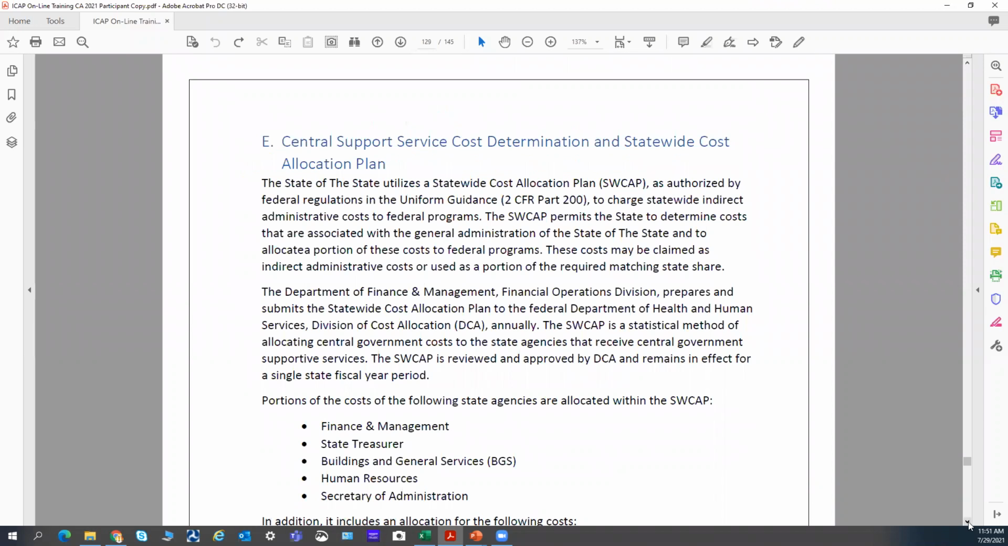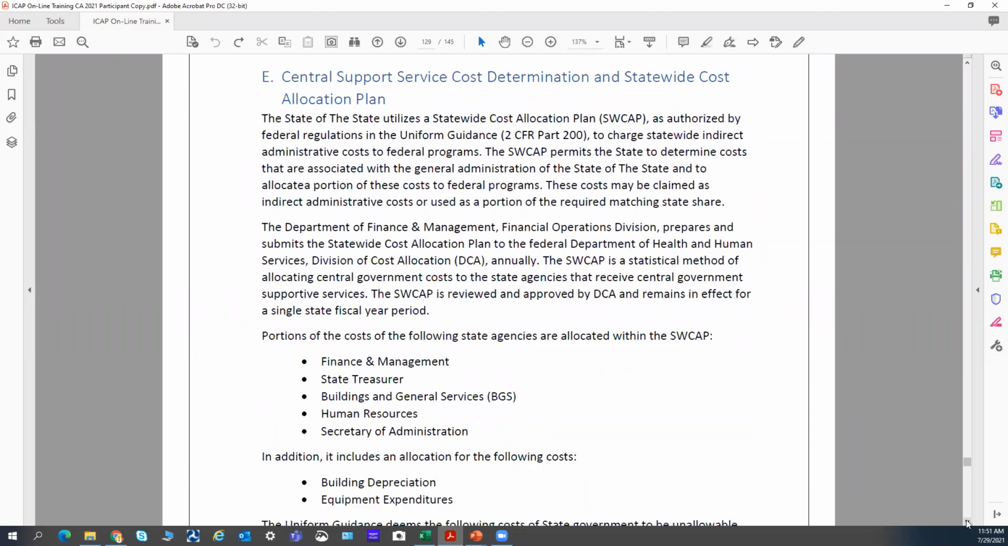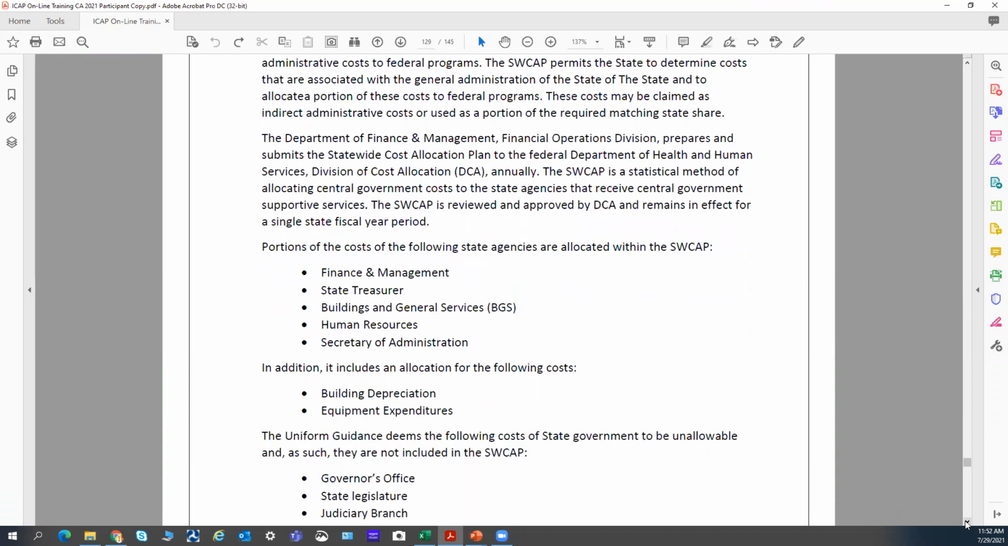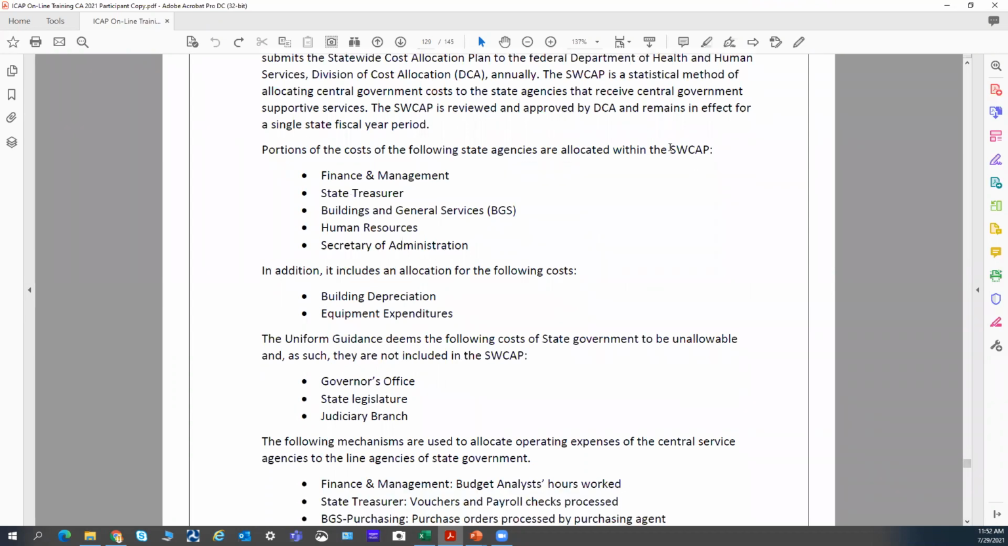And we've talked a lot about that in the last couple of days, applying the rate and system capabilities. So that kind of goes in line with that. Here's more of your centralized statewide cost allocation plan. Once again, this is just the various portions of costs that they put in here for their SWICAP.